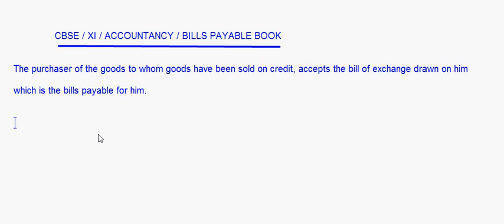Remember that when he pays the bill on the due date, that will come in the cash book because he is paying the bill. And entries related to dishonor of a bill or renewal of a bill will come in the journal proper. So this book is for the bills that have been accepted by him, and they will come in the bills payable book. I'll show you the format of the bills payable book now.